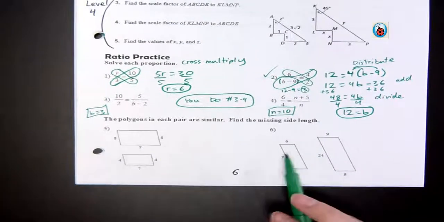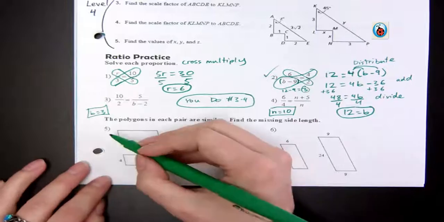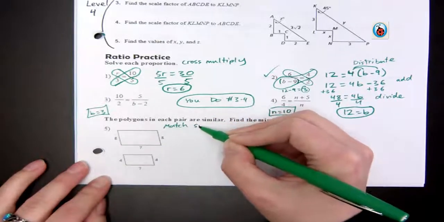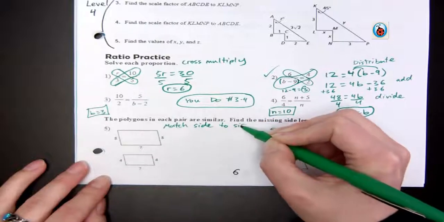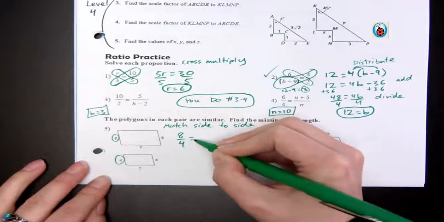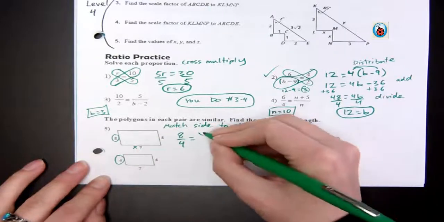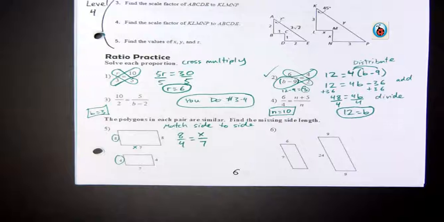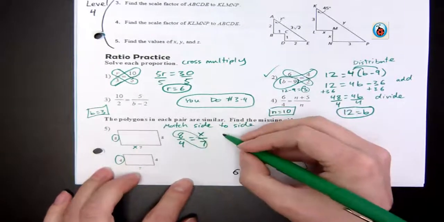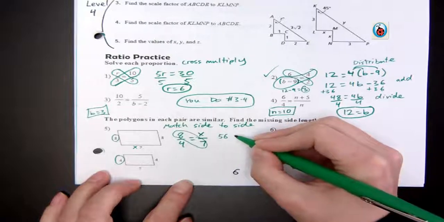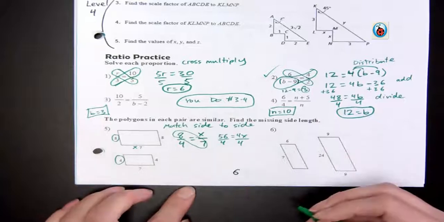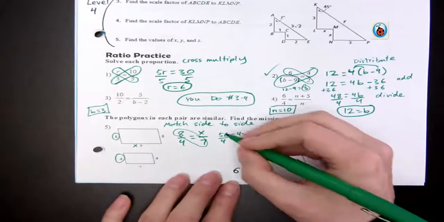So then when we move on to these polygons, we're going to set up the same ratios, matching up side to side. So 8 over 4 equals, and I'm just going to put an x here, x over 7. Then I multiply 8 times 7 to get 56 equals 4x. Divide by 4 to get 14.